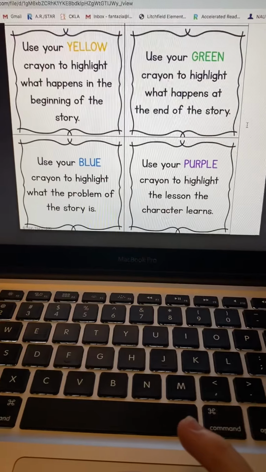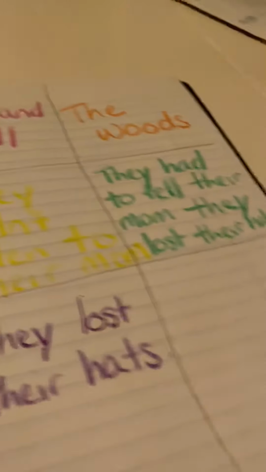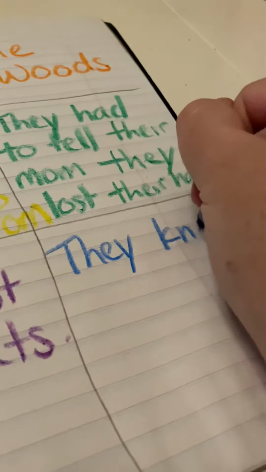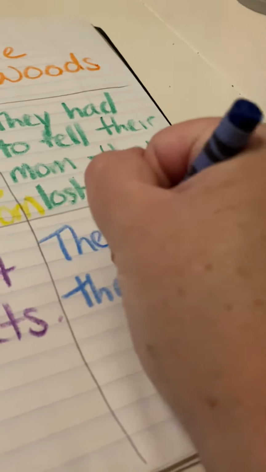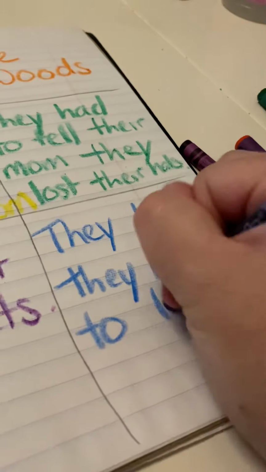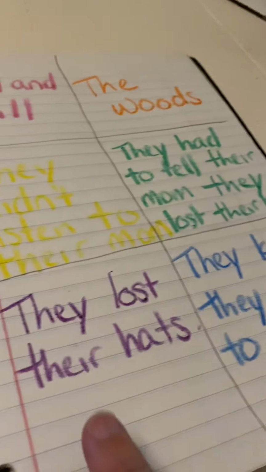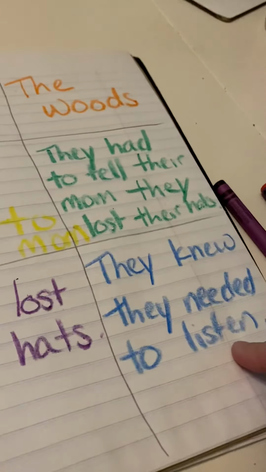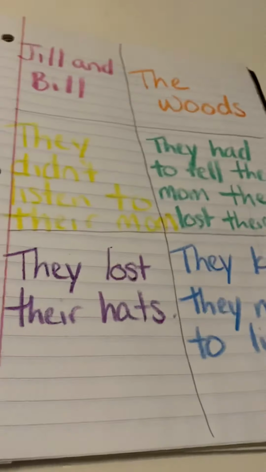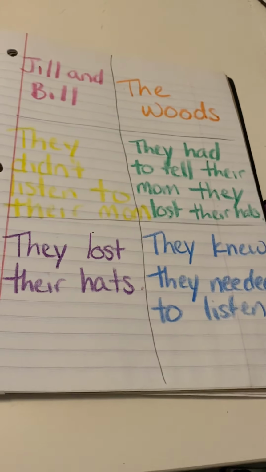Oops, I switched up my colors. Whoops, that's okay. So I'm gonna use blue. They knew they needed to listen. All right, oops, I made a mistake, but that's okay because I can still tell that we had a problem and we learned a lesson from our problem. We've talked about that in class too, huh? That sometimes we make mistakes, but did we learn from our mistakes is all that really matters.